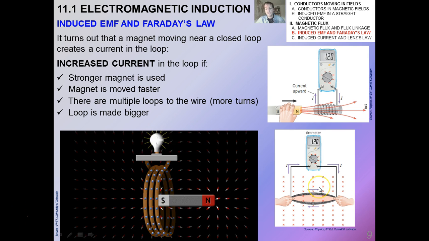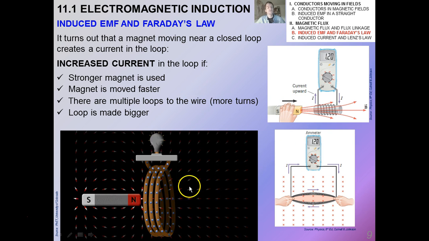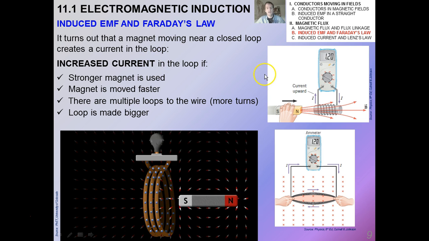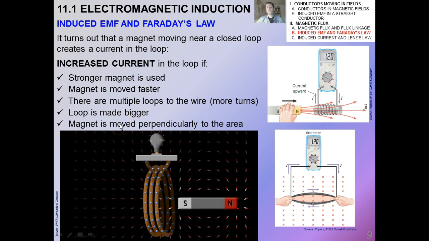So there are different ways. You could also change the shape of the wire, make it bigger, make it smaller. There are all kinds of different things that you can do which will influence the current in that particular wire.